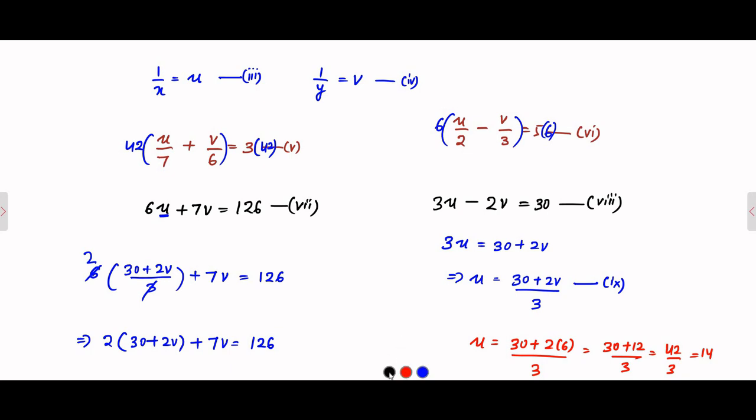So finally, in order to determine x and y, we'll have x is equal to 1 by u, which is equal to 1 by 14, since u is equal to 14, and y is equal to 1 by v, which is equal to 1 by 6. So x is equal to 1 by 14, y is equal to 1 by 6. This is the solution. So from the start we had the equation in this format.